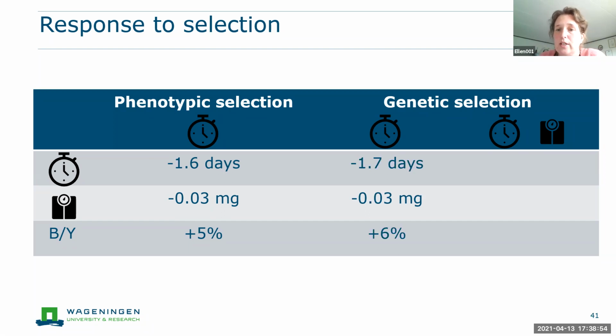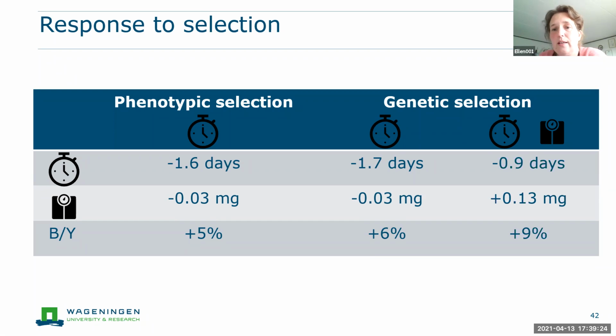If we use genetic selection only on development time, then we can also see that we can improve development time with minus 1.7 days. When we only select on development time, then we see that there is a reduction in body weight. But we see that in the end, we can improve the body mass per year with 6%.